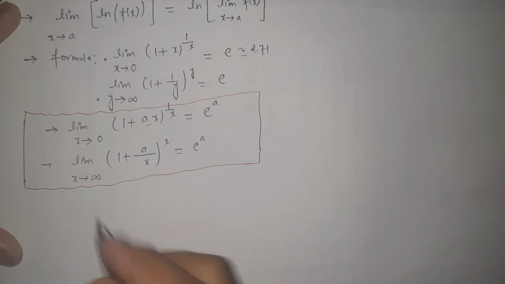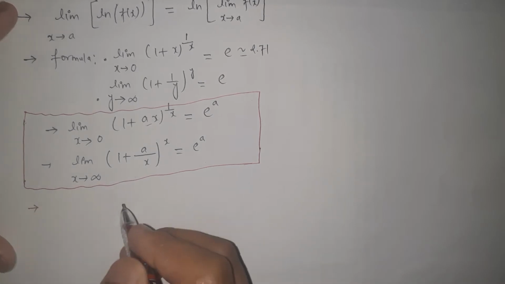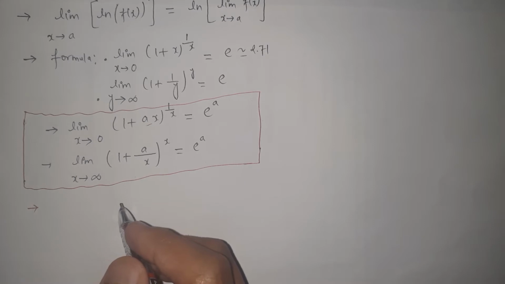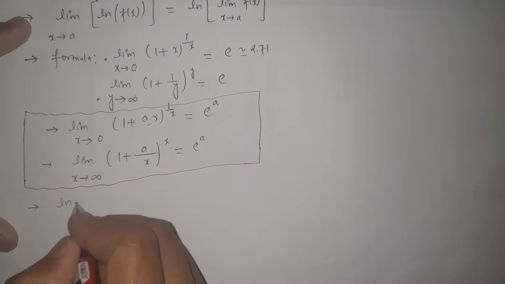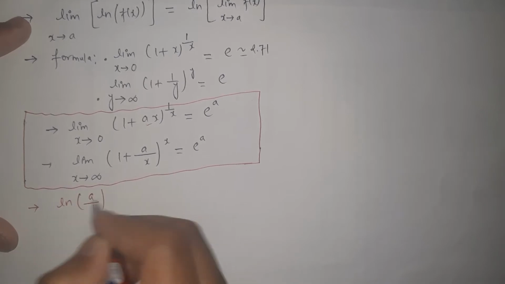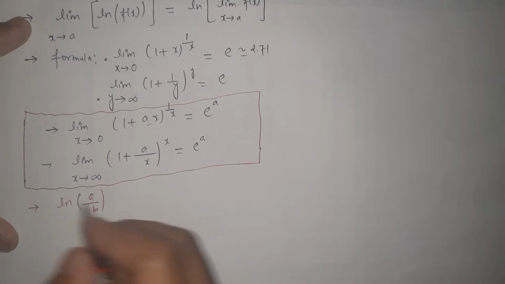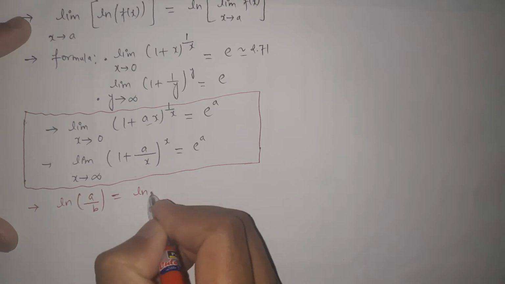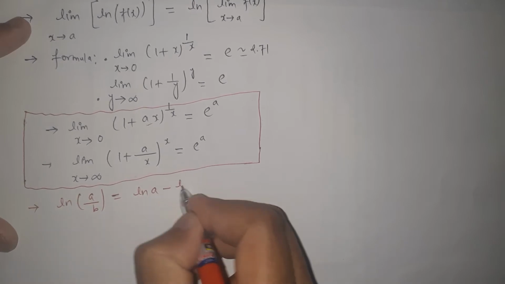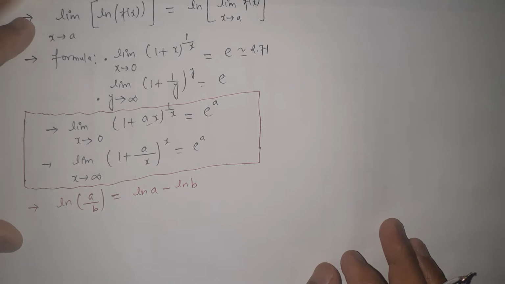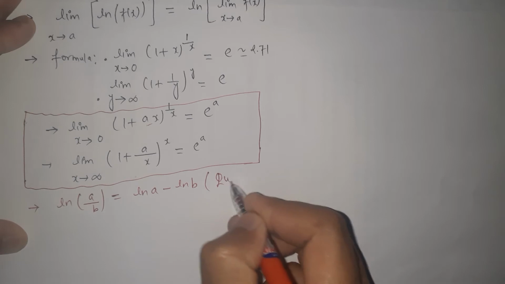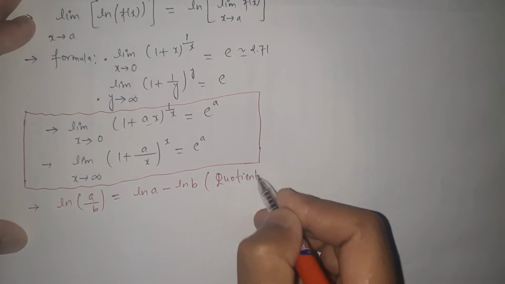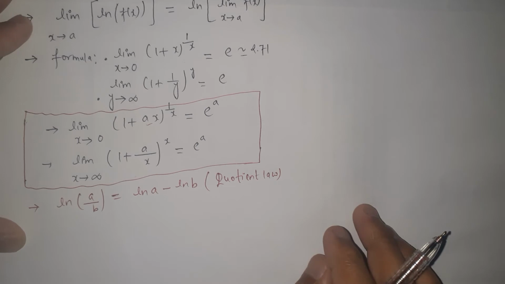These two formulas, and let's recall some properties of logarithm functions. Here I am going to take the natural log ln of a over b, where a and b are two numbers. The natural log of a over b is equal to ln of a minus ln of b. This is also a very important formula. This is the quotient law of logarithms.